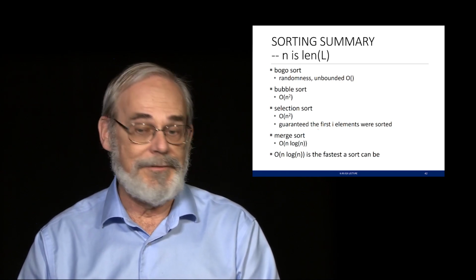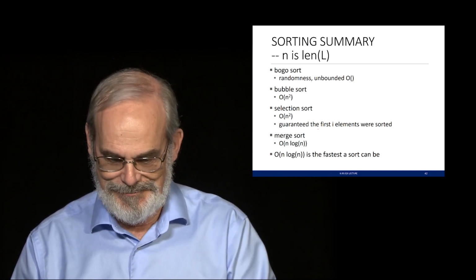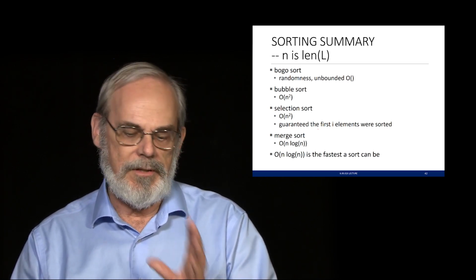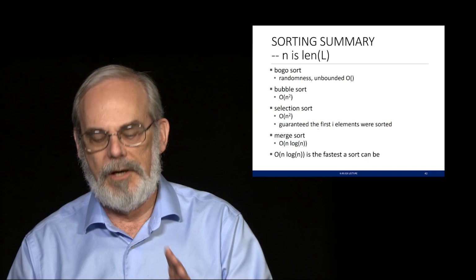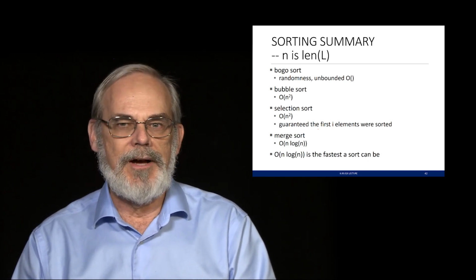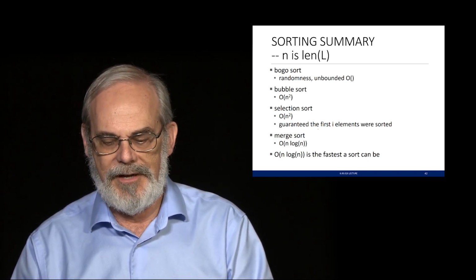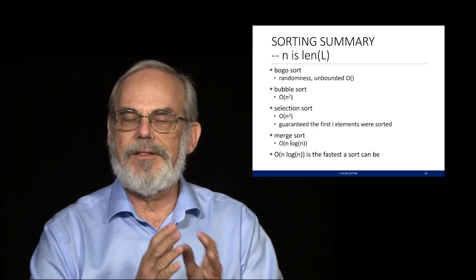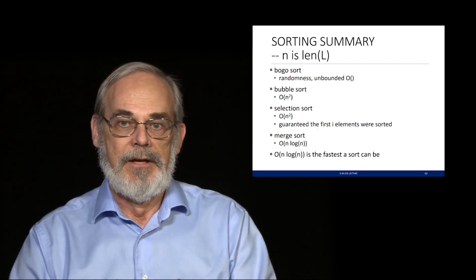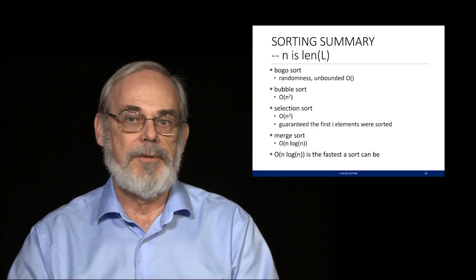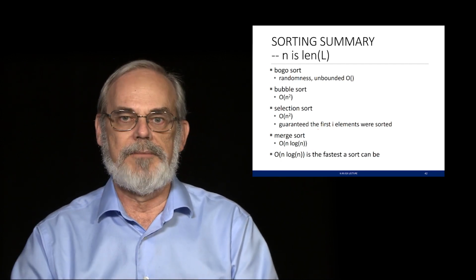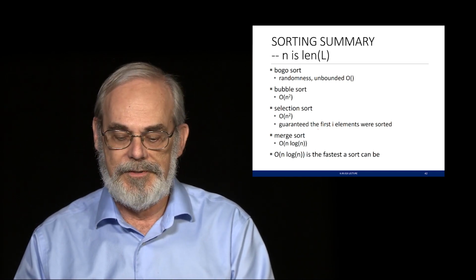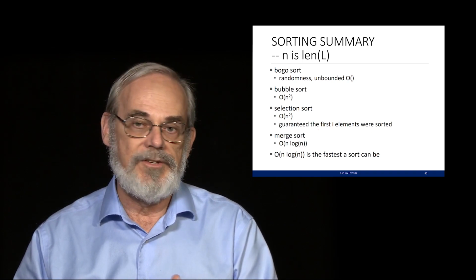I can be dumb about it and use bogo sort. Good luck. I could use bubble sort. I could use selection sort. They both have a similar property that they are quadratic in size. Timing-wise, selection sort is probably a little bit faster. One of the advantages of selection sort is that I can guarantee that the first i elements are sorted. So in fact, if I want to stop the computation after I get some number of the best elements out, I could do that without having to sort the rest of the list. And that's better than doing bubble sort. But my best option is merge sort.